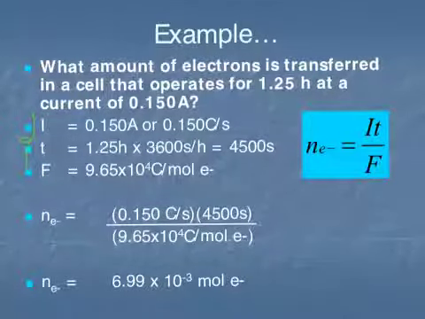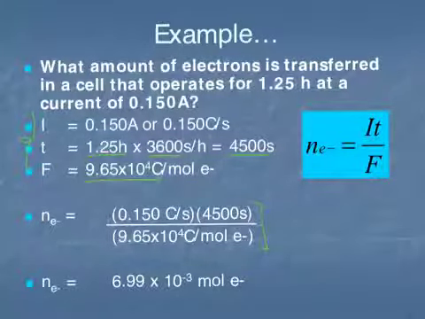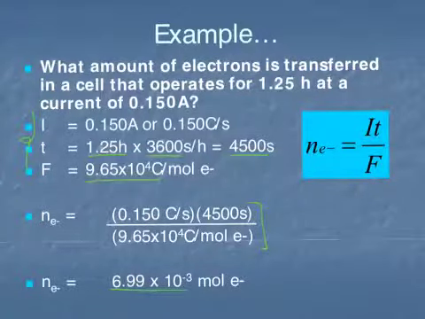Time is 1.25 hours, but we need to convert from hours into seconds, so we multiply by 3,600 seconds per hour, which equals 4,500 seconds. And the Faraday constant, which we can look up in our data table, is 9.65 times 10 to the 4 coulombs. So using our equation, where the moles of electrons is the current multiplied by the time divided by Faraday's constant, we plug everything in and do our math, and we find out that the moles of electrons is 6.99 times 10 to the minus 3 moles of electrons.